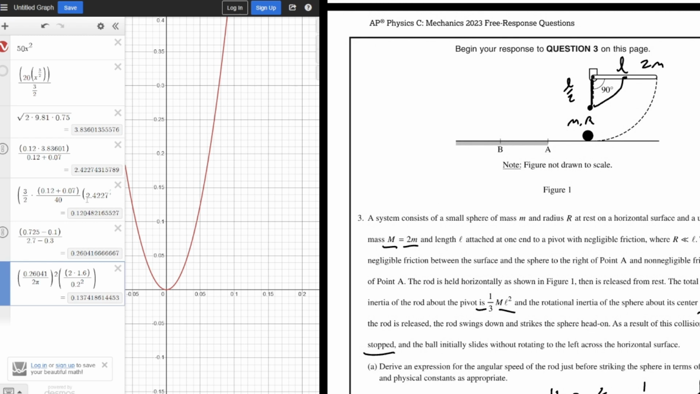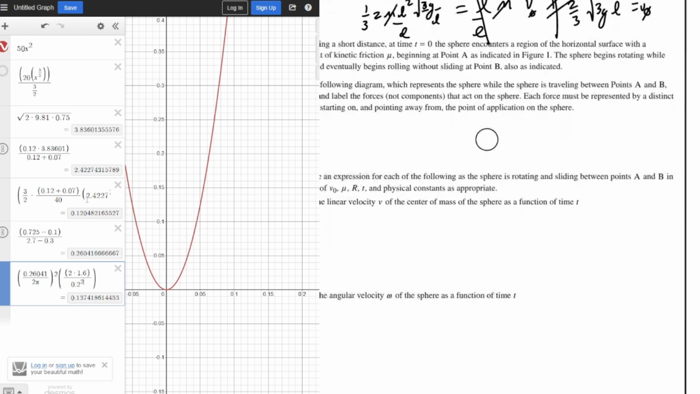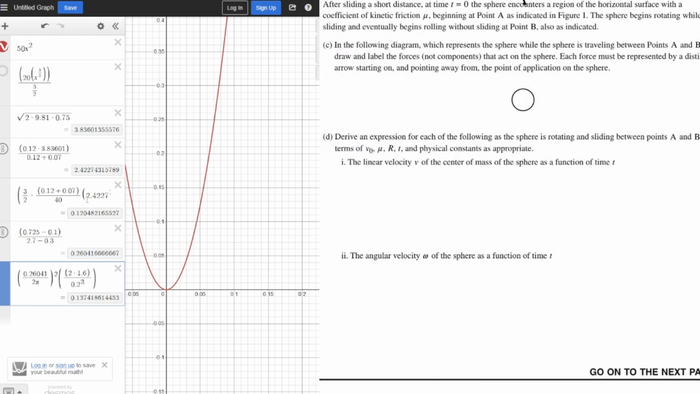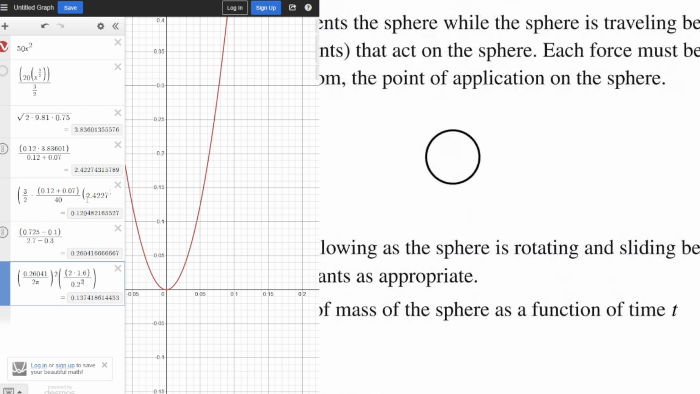It's the ideal case. It's rolling without slipping after B. So in the following diagram, which represents the sphere while it's traveling between A and B, so it's rolling without sliding, draw and label the forces, not the components, that act on the sphere. Okay, so this is a free body diagram. It says each force must be represented by a distinct arrow starting on the point of contact. So we're gonna do this.